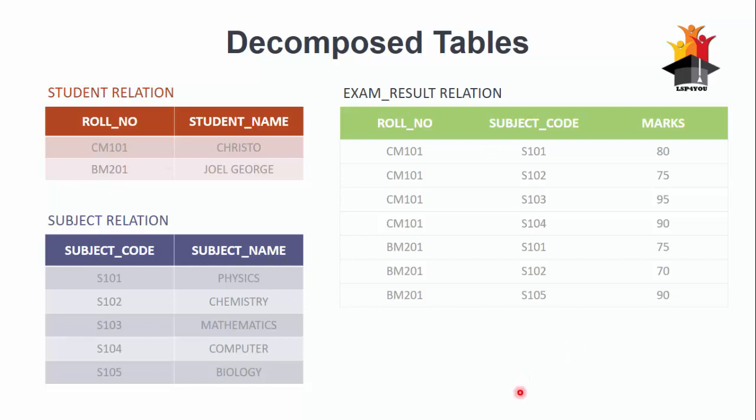In these decomposed relations, student name appears once and subject name appears once, and these tables are connected with the use of primary and foreign keys. Here the roll number is the primary key, and in the subject relation subject code is the primary key. In examination result we have roll number, subject code and marks. Roll number is a foreign key which is used to connect to the student relation, and subject code is another foreign key which is used to connect to the subject relation. This way we can decompose the base table examination into three different tables.